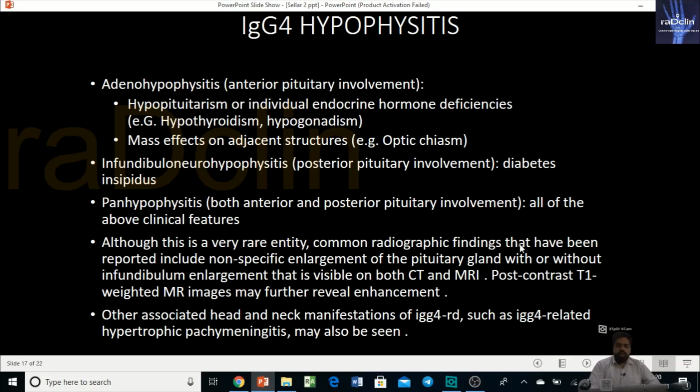However, common radiographic findings include non-specific enlargement of the pituitary gland, with or without infundibular enlargement, that is visible on both CT and MRI. And post-contrast will show enhancement. Now, other associated head and neck manifestations of IgG4 disease should be considered, such as hypertrophic pachymeningitis. We will discuss it in later videos.